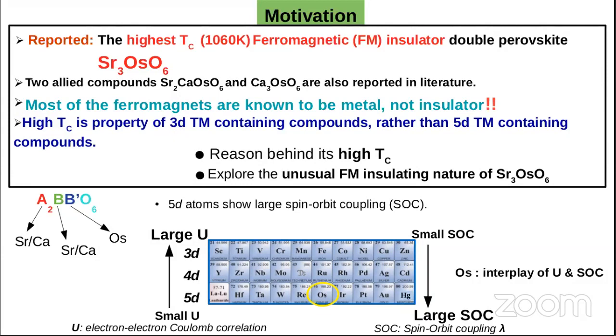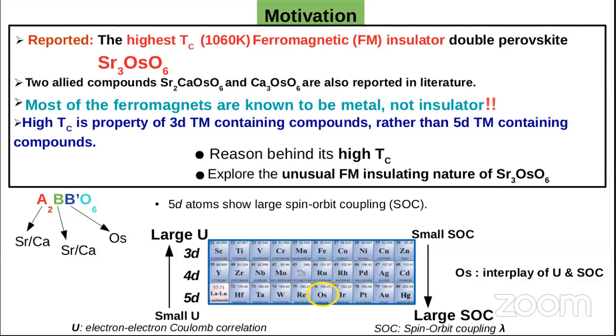So here a few questions arise. One is, most of the ferromagnets are known to be metals, not insulators. And Sr3OsO6 contains a 5d transition metal Os, not any 3d transition metal. But high TC is a property of 3d transition metal containing compounds rather than 5d transition metal containing compounds. So in this work, we are interested to find out the reason behind its high TC and explore the unusual ferromagnetic insulating nature of it. The above three mentioned double perovskites have the general chemical formula A2BB'O6, where the A site can be strontium or calcium, the B site can also be strontium or calcium, and the B' site is always osmium.